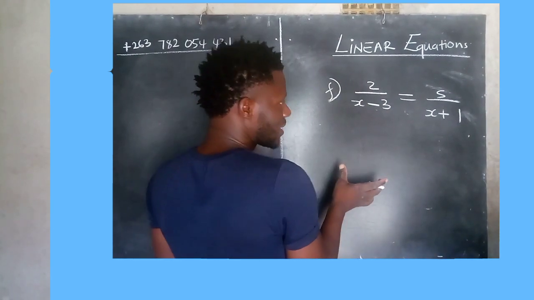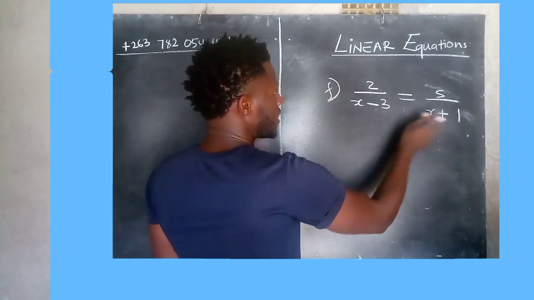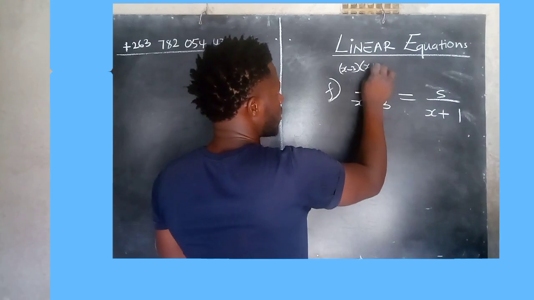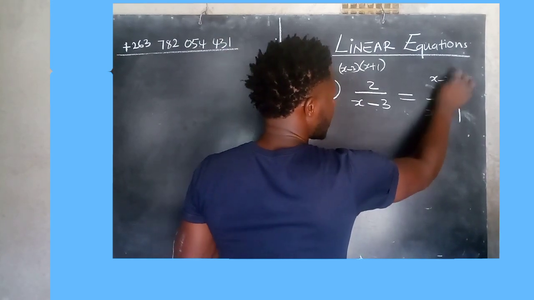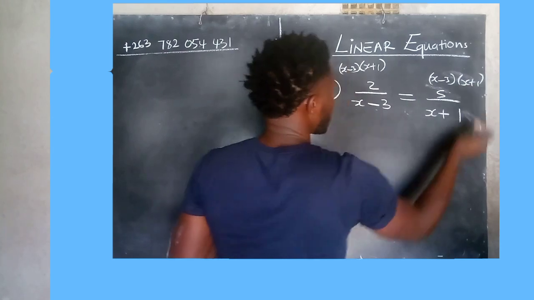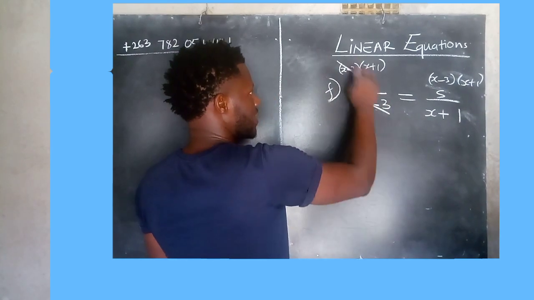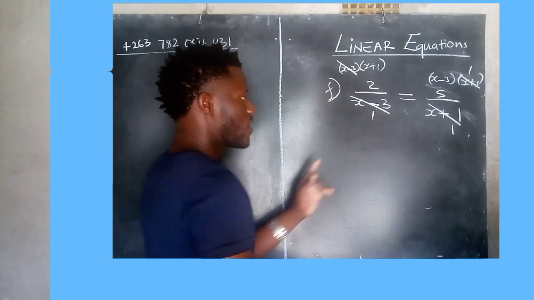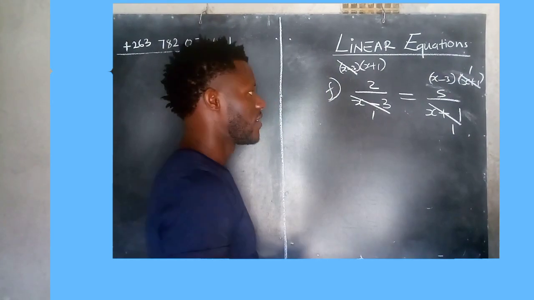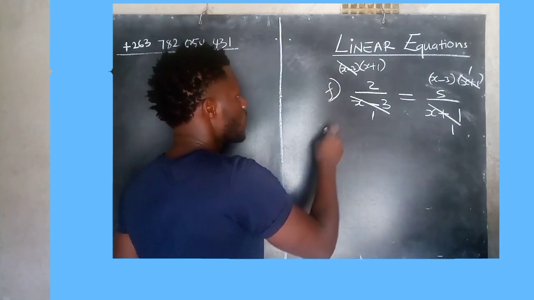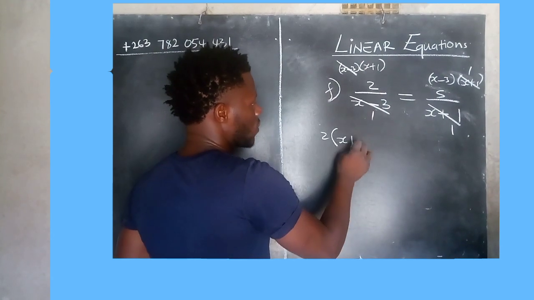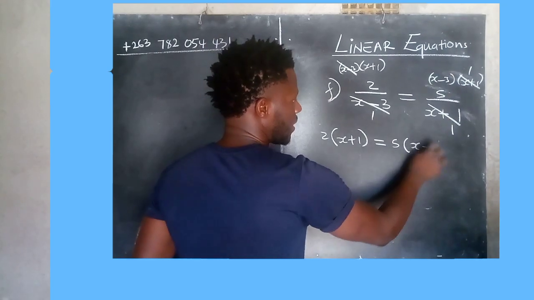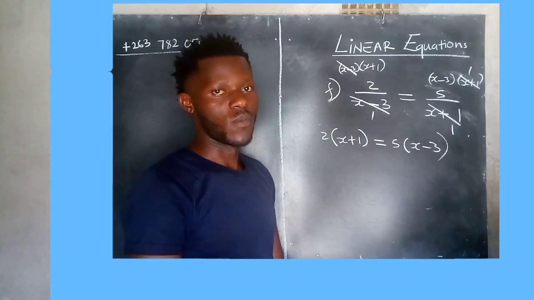So the common denominator in this case, guys, is both denominators. On this side, we are going to multiply by x minus 3, x plus 1. This side again, x minus 3, x plus 1. x minus 3 will cancel with x minus 3, then x plus 1 will cancel with x plus 1. Now we have denominators 1, meaning there's no more any fraction. We collect numerators: 2 times the bracket of x plus 1 is equal to 5 times the bracket of x minus 3.